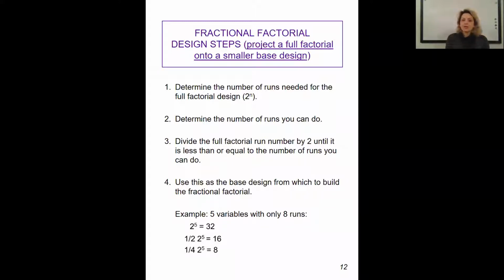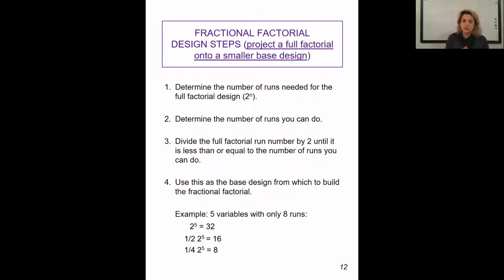So now let's have an example. We want to work on 5 variables with only 8 runs. And when we say 5 variables, 2 power 5 is going to be 32. So we would have a total of 32 runs. And then we just can have 8 runs. Half of 32 is going to be 16, and then a quarter of 32 is going to be 8.